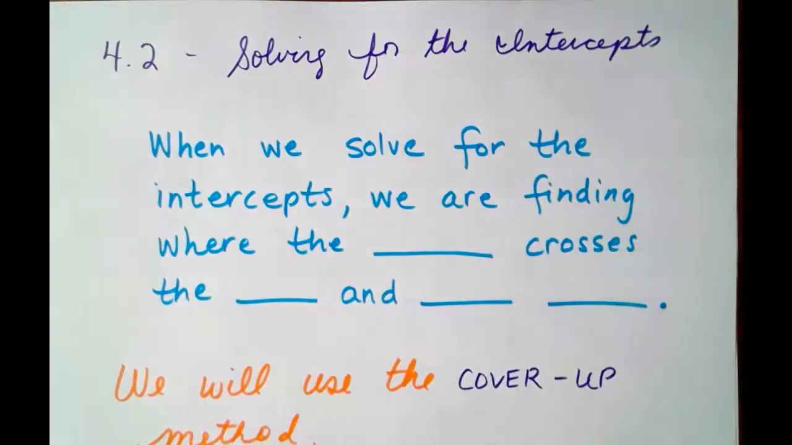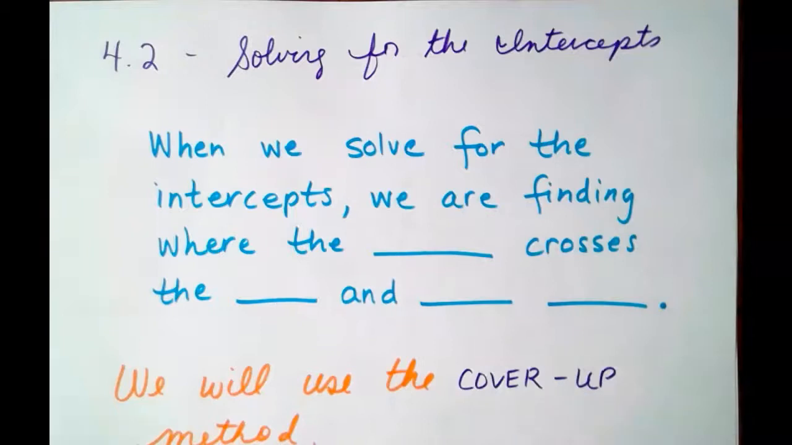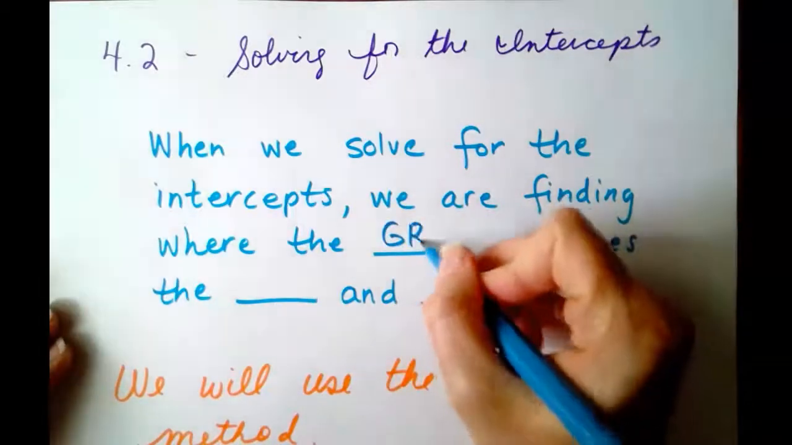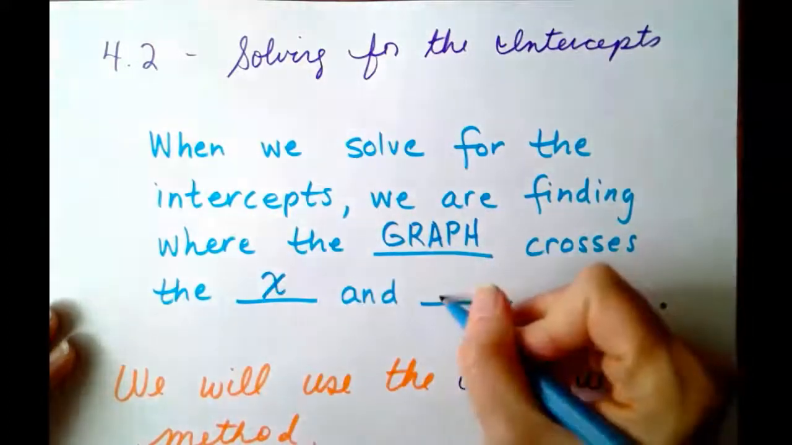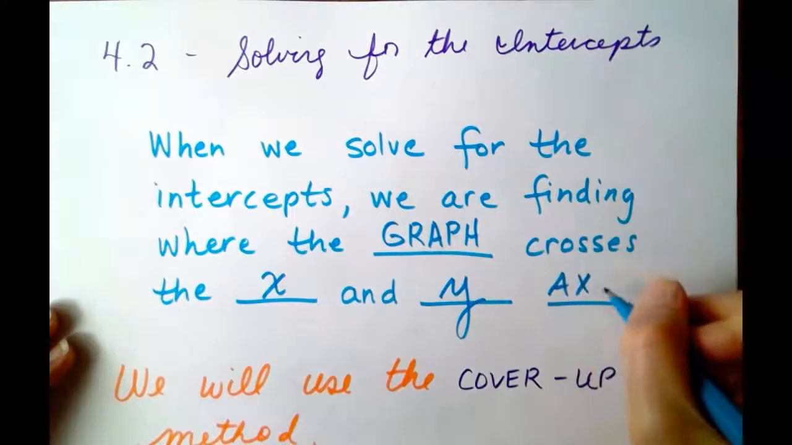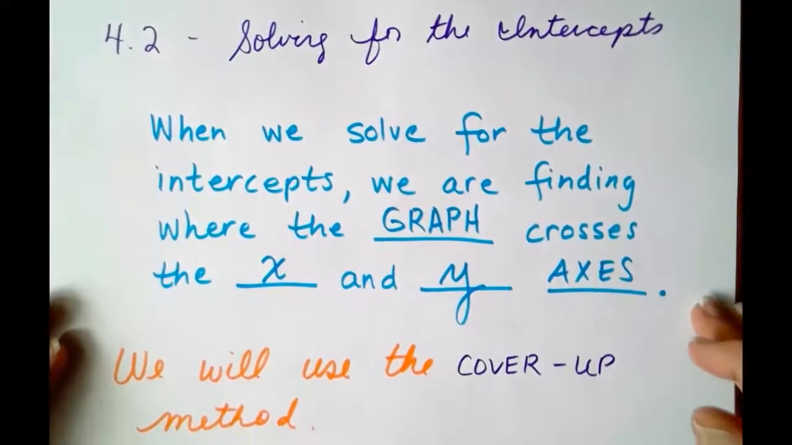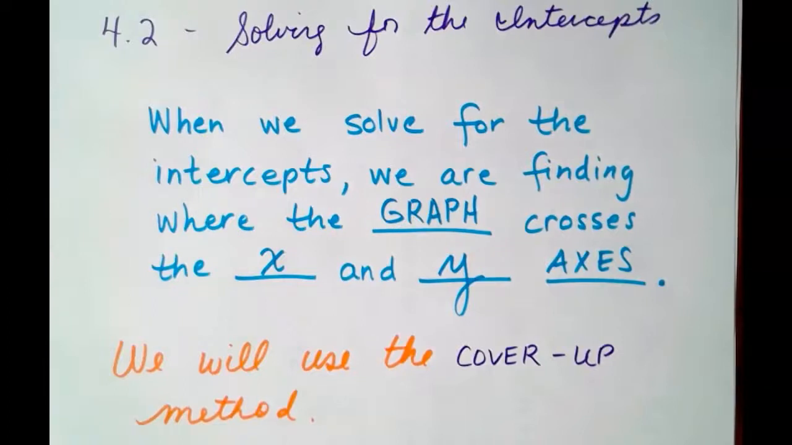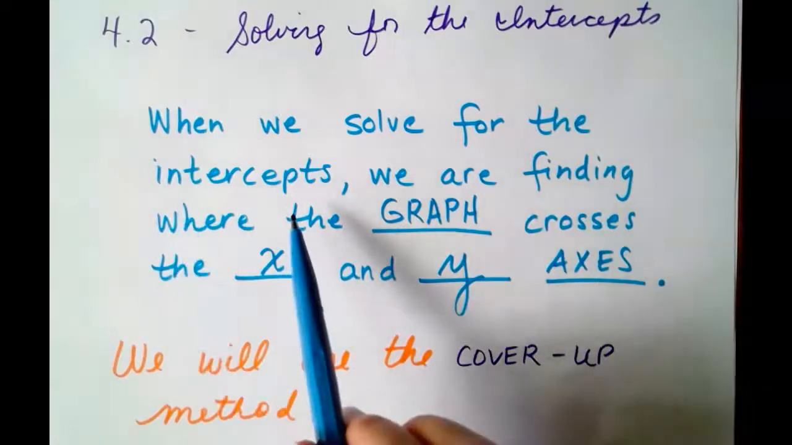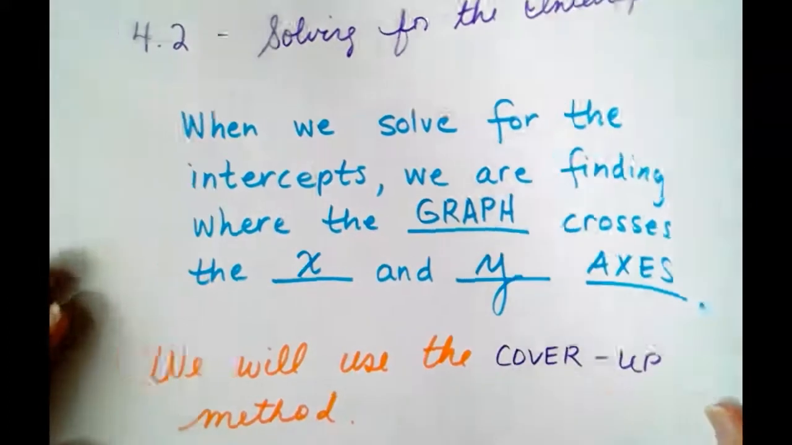Next in Chapter 4 is all about solving for the intercepts. When we solve for the intercepts, we are finding where the graph crosses the X and Y axes. And yes, axes is the plural of axis. We're going to do this using the cover-up method. It's super, super easy. Let's check it out.